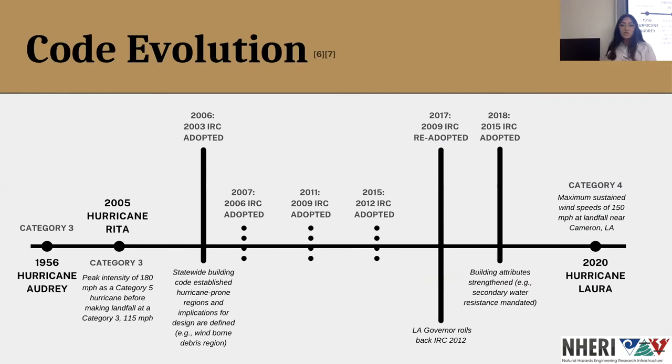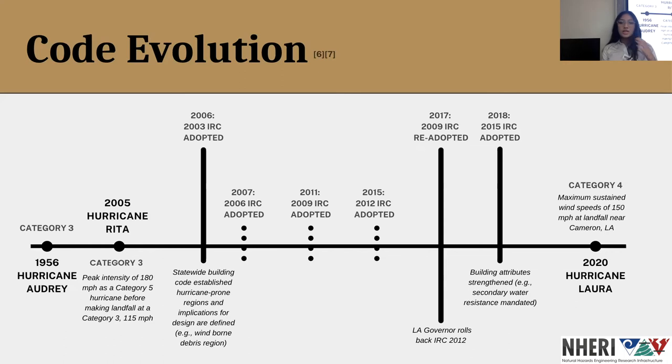Now we're looking at how the codes evolved in the state of Louisiana, and we split it into three main eras. We are looking at the different high intensity hurricanes that hit the southwest region of Louisiana. The first era we defined as pre-2006, when there was no statewide building code, and all the attributes were mapped out dependent on human-based data or other attributes that were not statewide enforced. The second era is after 2006, when we adopted the statewide building code.